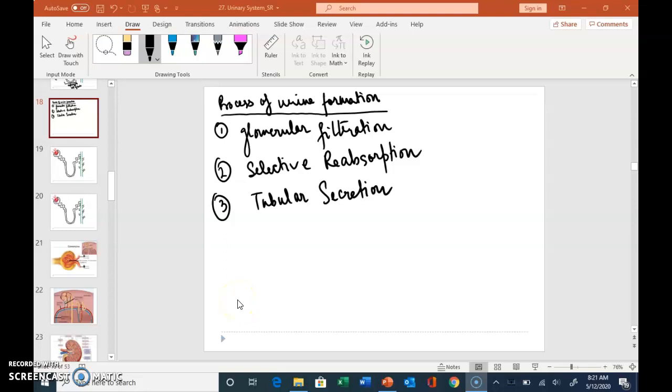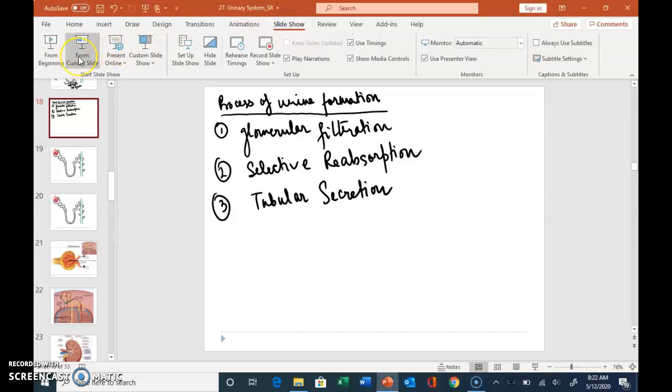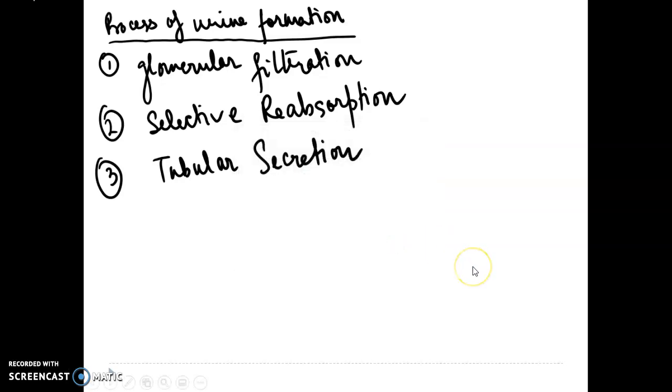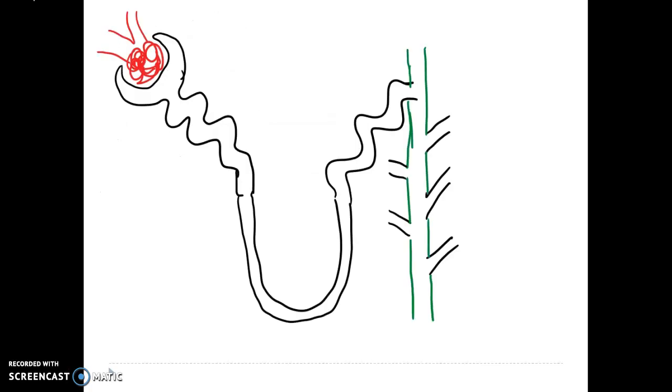All right, class. So let's start with the process of urine formation. When we look into the process of urine formation, there are three steps. These are glomerular filtration, selective reabsorption, and tubular secretion. Now we will look at the nephron. We will see which part of the nephron is responsible for which of these things.